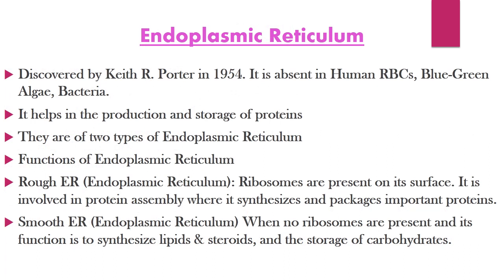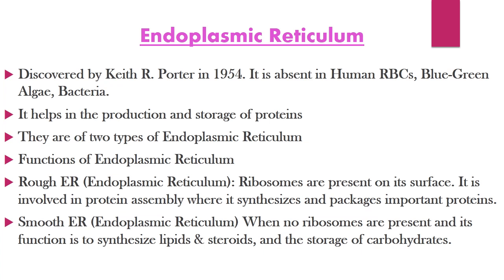Endoplasmic reticulum, short form ER. It was discovered by Porter in 1954. It is absent in human RBC, BGA and bacteria, and it helps in production, storage and transportation of molecules. ER is of two types, rough and smooth: RER and SER.